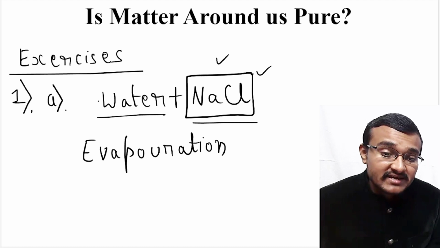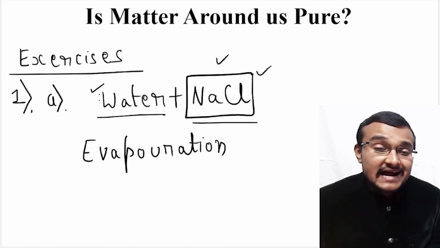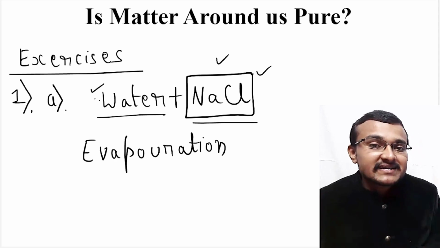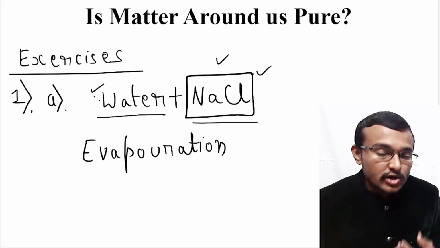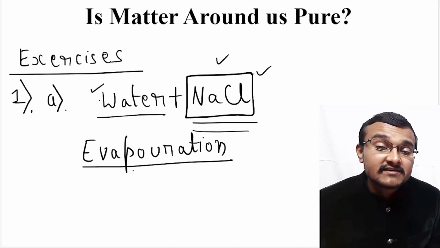This water can be heated to 100 degrees Celsius and evaporated. And the evaporated water vapors can be condensed back to get water as well. So here, through the evaporation method, you can separate NaCl from water.